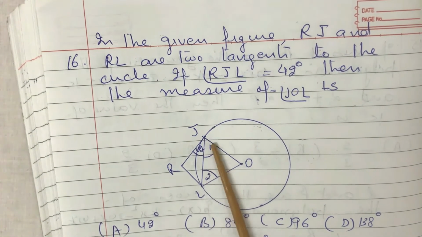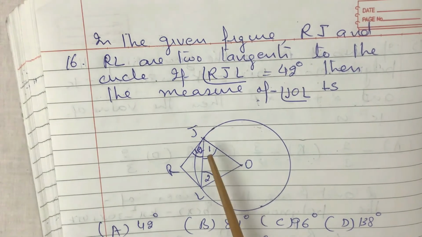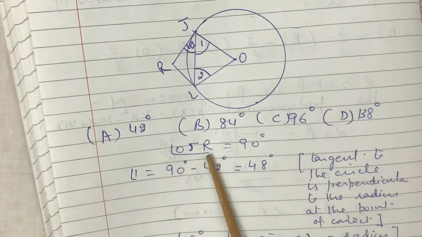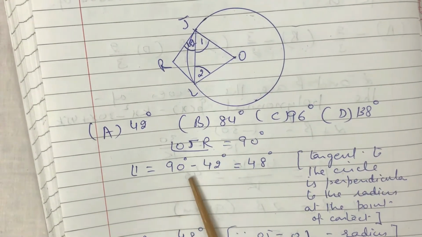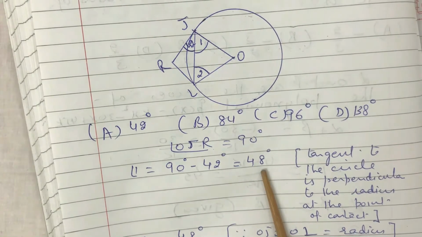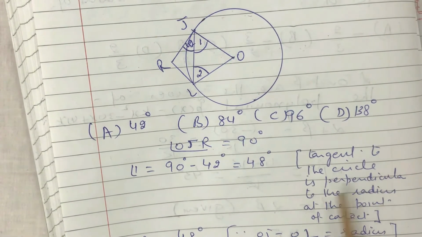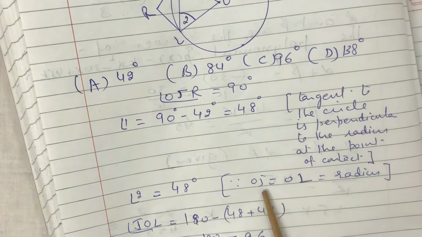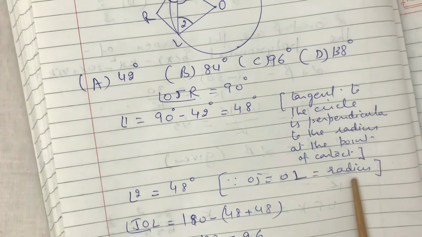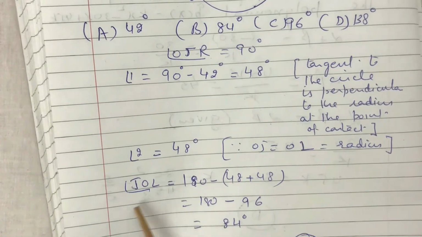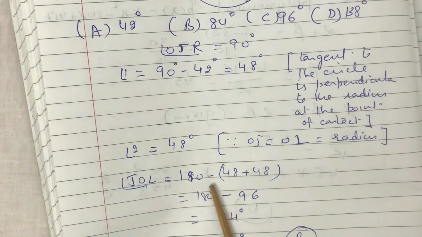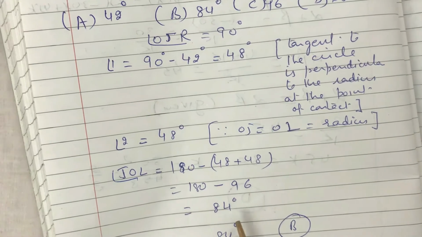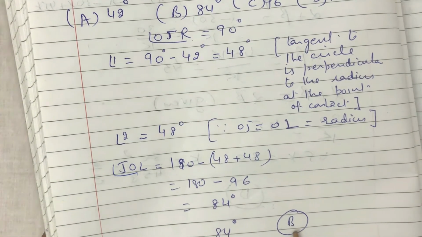When you know these two angles, you will be able to find the third one, which is JOL. This is what I have written here. Now OJR is 90 degree. So angle 1 is 90 degree minus 42, that is 48 degree. Tangent to the circle is perpendicular to the radius at the point of contact. Now angle 2 is 48 degree because OJ is equal to OL is equal to radius. Angle opposite to equal sides are equal. So angle JOL is 180 degree minus 48 plus 48, that is 180 minus 96, that is 84 degree. So B is the option.